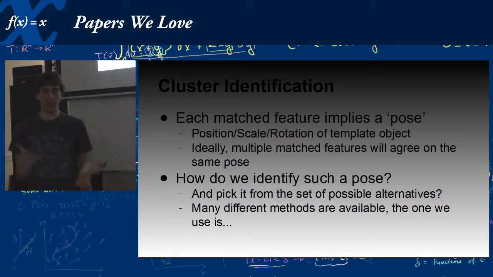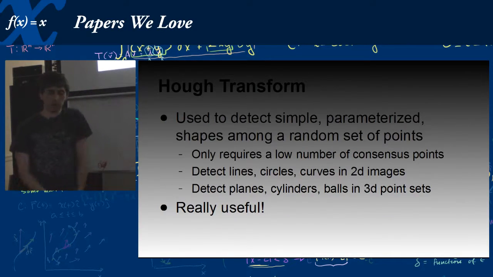And because there's a number of different ways that you can transform an object, you could transform it however many different positions or rotations you want. So we want to be able to quickly identify the sort of feasible set of possible transformations. There's a number of different ways to do this. The one that the paper uses is something called the Hough transform.